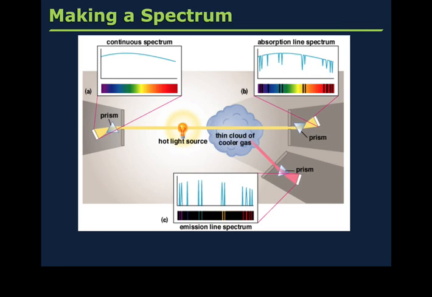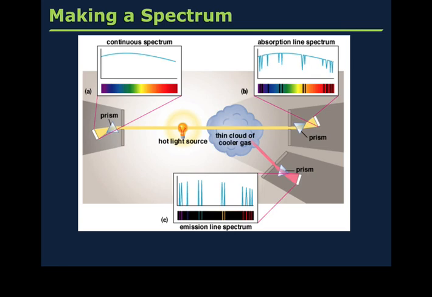On the right, we've got 2 other prisms. In that case, we have the hot light source behind a thin cloud of cool gas. And we've got a prism staring at that light source directly from the other side of that thin cloud. So the light's passing through the cloud and then reaching the prism. And that winds up giving us something called an absorption line spectrum. So what we're seeing is that light source that has now experienced some absorption as it passes through that cloud. And the absorption line spectrum is telling us exactly what elements are in the cloud, exactly how much absorption they've caused, and we're getting something like a chemical fingerprint of that cloud.